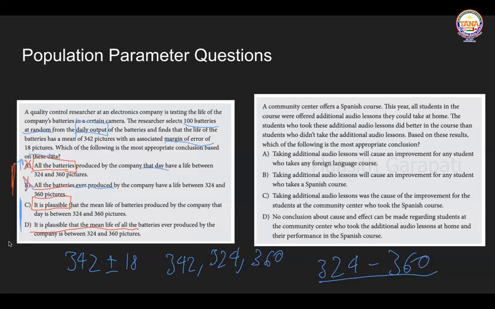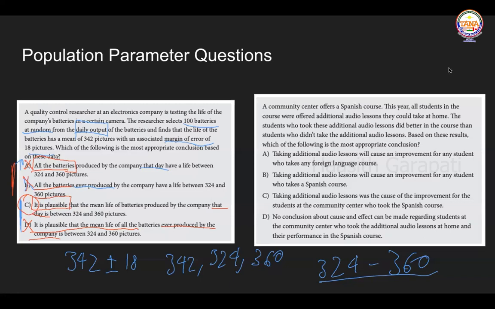Now, what is the difference between C and D? C says it is plausible that the mean life of batteries produced by the company that day, okay, that day, and then D says ever produced by the company. We already established that it's wrong to say ever produced in this case. So D is going to be wrong. C is going to be correct. C is going to be correct because it's not too overconfident. It says that we think the mean life is this, and it only talks about the one day.